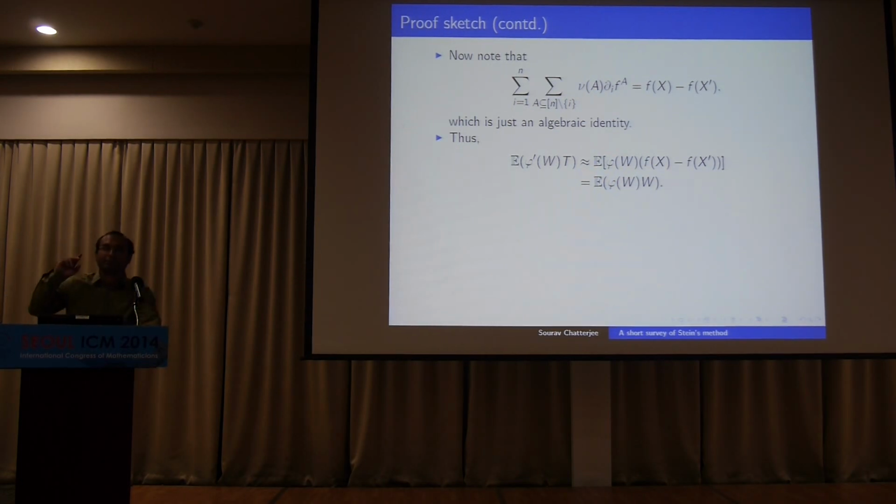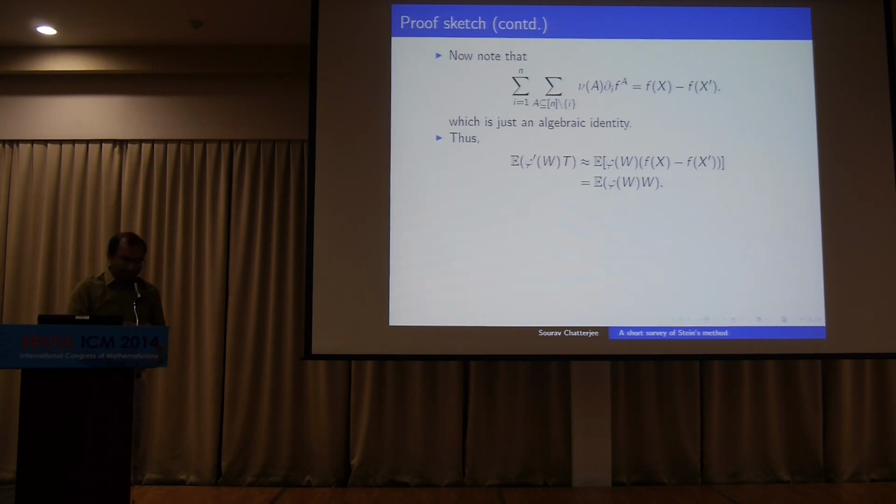You have a random variable W, which is a function of independent random variables X1 to Xn, some arbitrary function. You define T in a certain manner so that as long as these delta_i f's, these influences, are small, you get this approximate identity: the expectation of phi prime of W times T is approximately equal to the expectation of phi of W times W. Okay? So it's a completely general thing that you can do for any random variable.